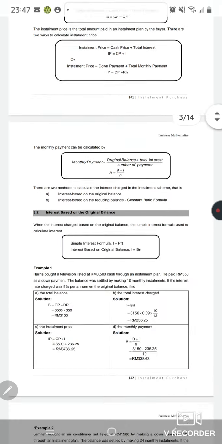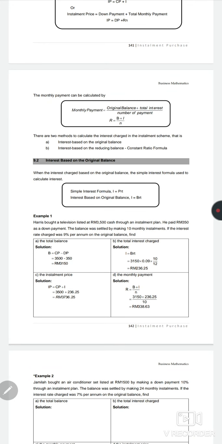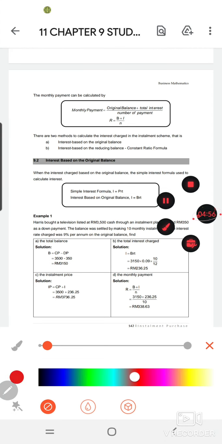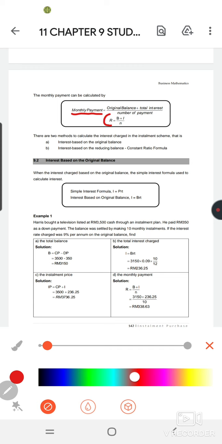Okay, next the monthly payment can be calculated by, monthly payment ni maknanya bila awak nak bayar secara bulanan, kita boleh guna formula: monthly payment is original balance plus total interest divide by number of payment. So monthly payment maknanya bayaran bulanan, kita tandakan dengan R, equals to original balance B plus total interest I divide by N, number of payment.